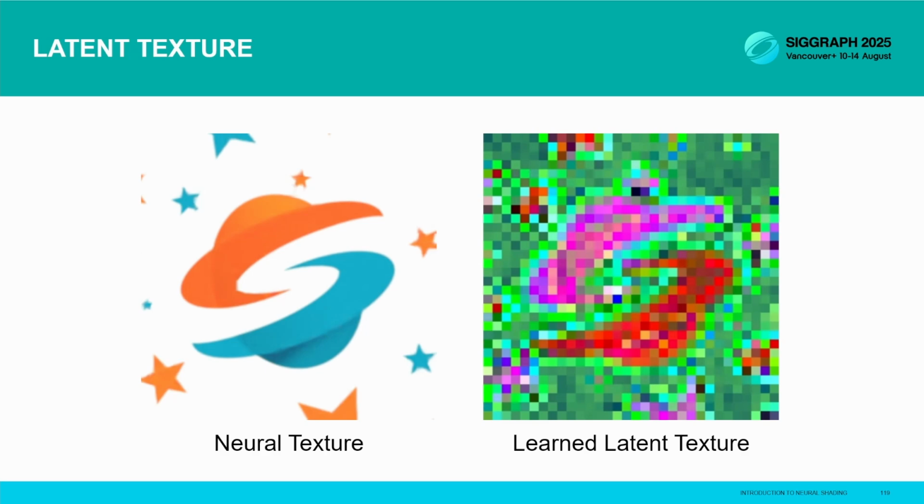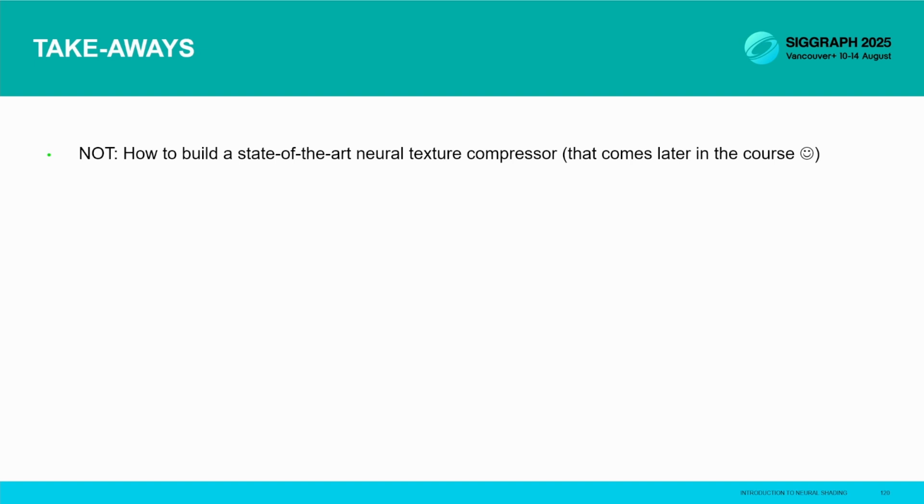Now you could go even farther, for example, by using some hierarchy of latent textures, and they might not have to be full bit depth. They might be really low bit depth, like 4-bit or 2-bit. But I'm going to stop here because, of course, the point of this section is not actually to build a state-of-the-art neural texture compression. In fact, there's a section later in the course that goes more into doing that.